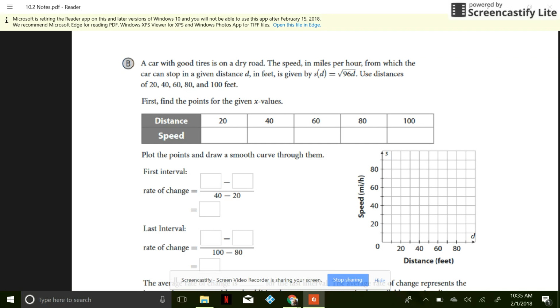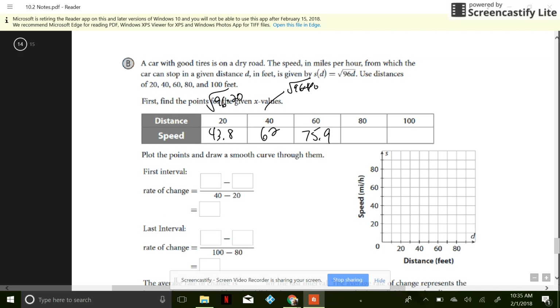So a car with good tires is on a dry road. The speed in miles per hour for which the car can stop a given distance d in feet is given by s of d is equal to the square root of 96 times d. So we're going to use some distances to come up with some speeds. To find the speed here, we take the root of 96 times 20, you get 43.8. For this one, we take the square root of 96 times 40 to get 62. Continuing on, if you plug these in, you'll get these values here.